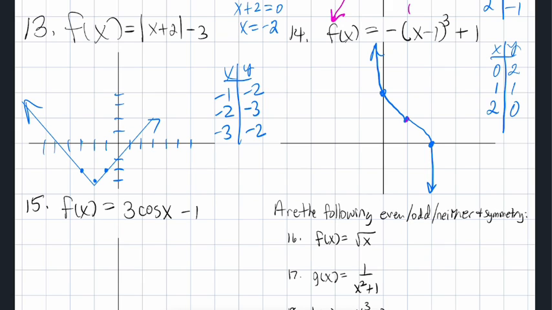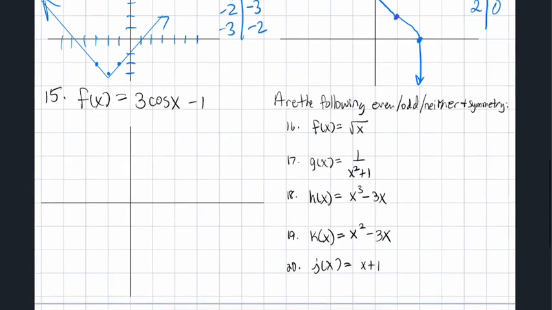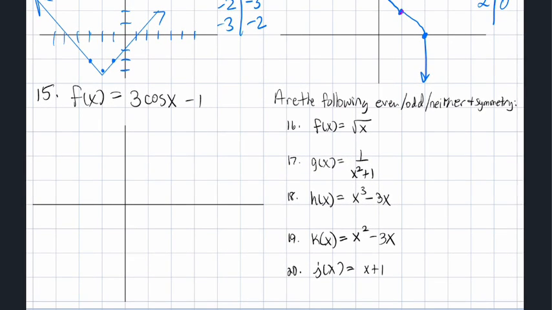So there will be either a parabola or a cubic in that spot tomorrow. Any questions about that one? Okay. For 15, since I graphed a cosine, I bet you can probably expect a sine, but it's going to be either a sine or a cosine tomorrow in the spot where 15 is.